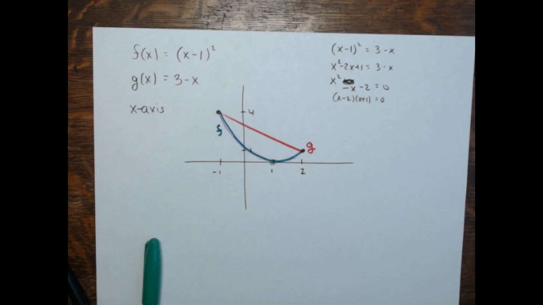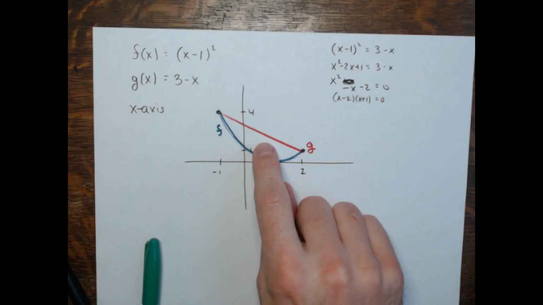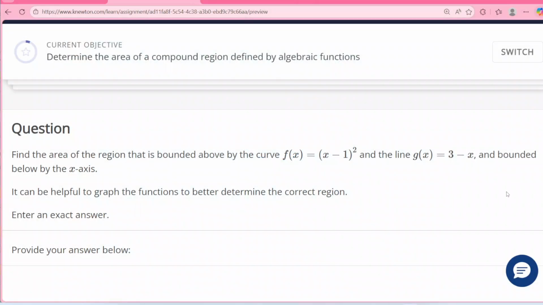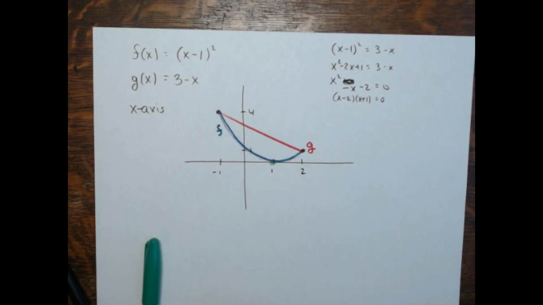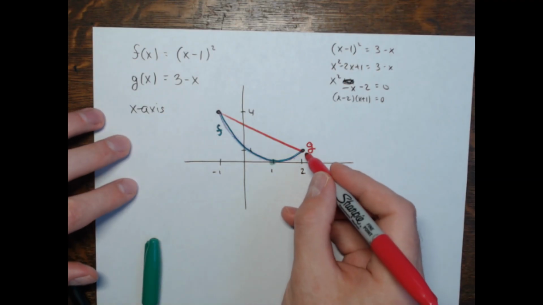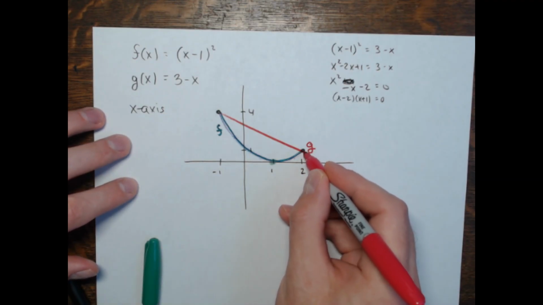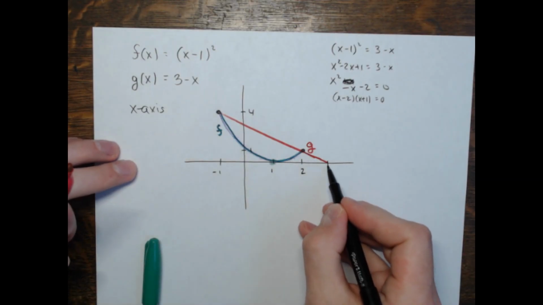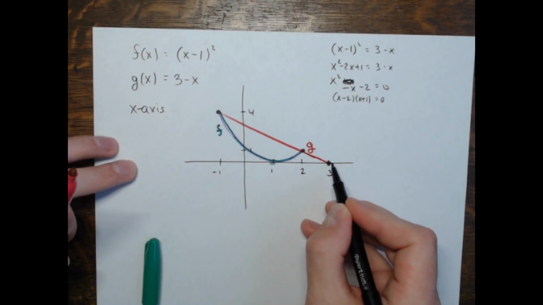So it says, okay. All right. So we're not finding the area between the two. So read it again. A little trickier, this one. It says the area of the region that's bounded above by this curve and this line. So the curve and the line would both be on top. So I keep going with the line. So now, where does this line hit the x-axis? That would be at 3, right? 3 minus x would be 0 at 3. So there's 3, 0 here.